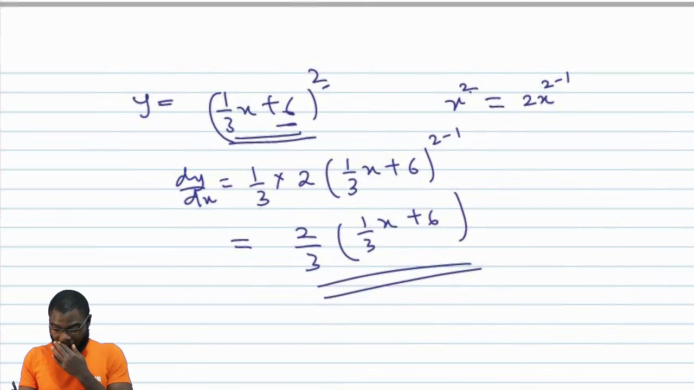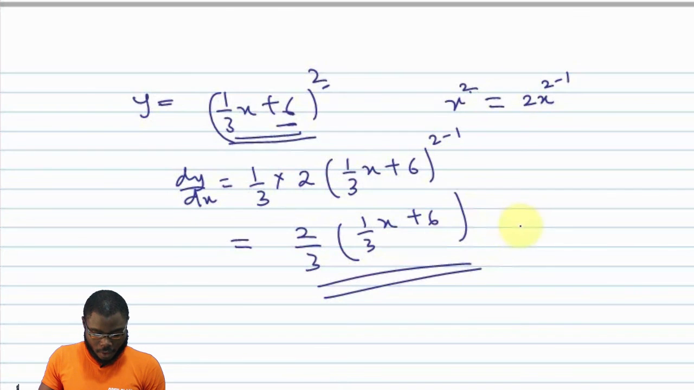2 over 3 into 1 over 3x plus what? Plus 6. Your answer is B.